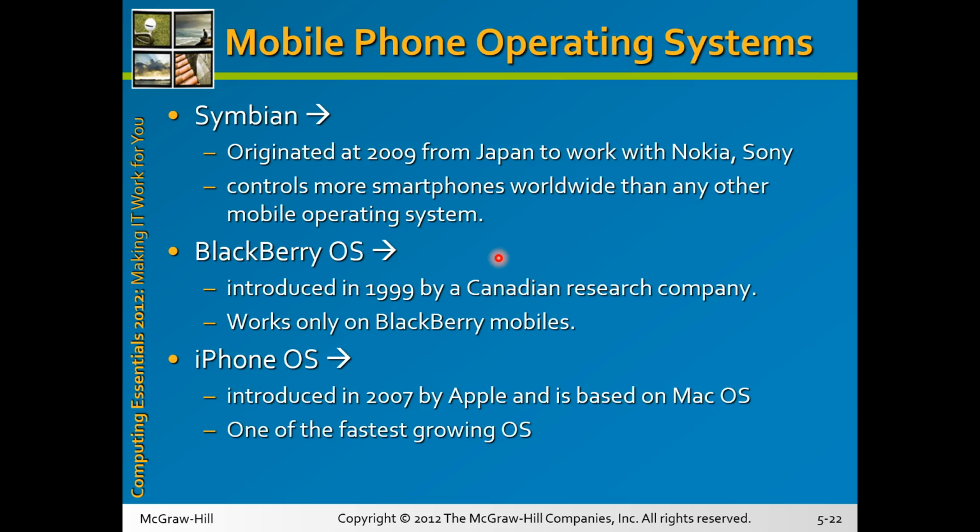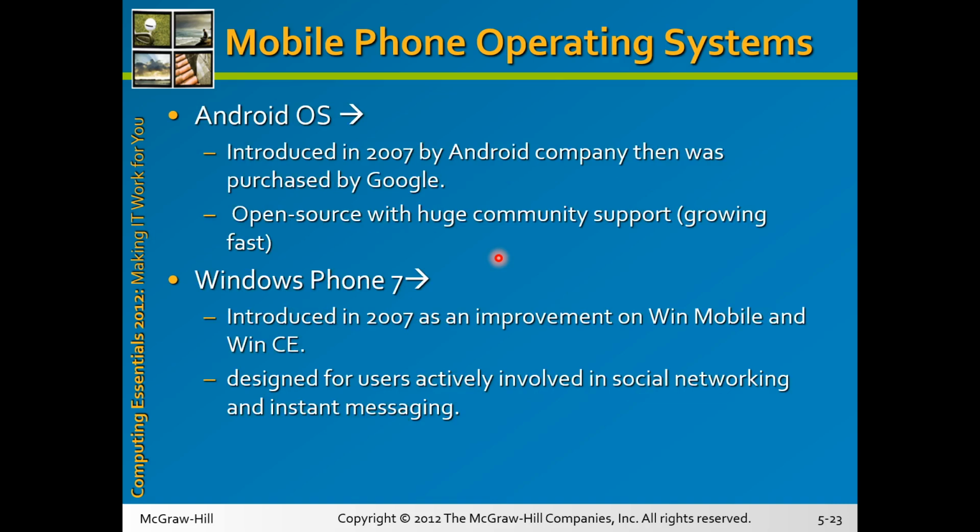So iPhone, on the other hand, was provided by the same manufacturing company that produces the Mac operating systems, which is Apple. It is one of the fastest growing operating systems because of the popularity of Apple products. That's why iPhone OS happened to be the most widely used until the day actually.